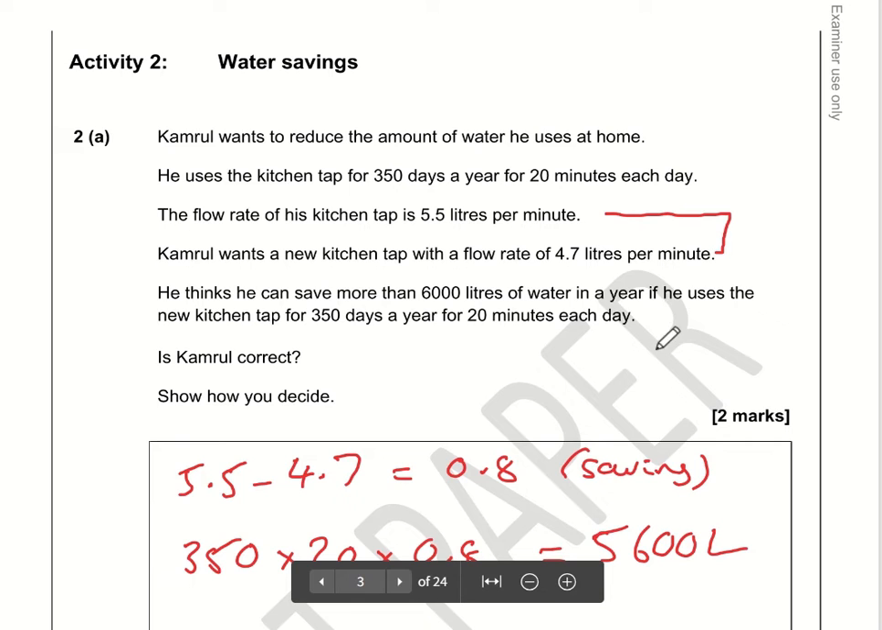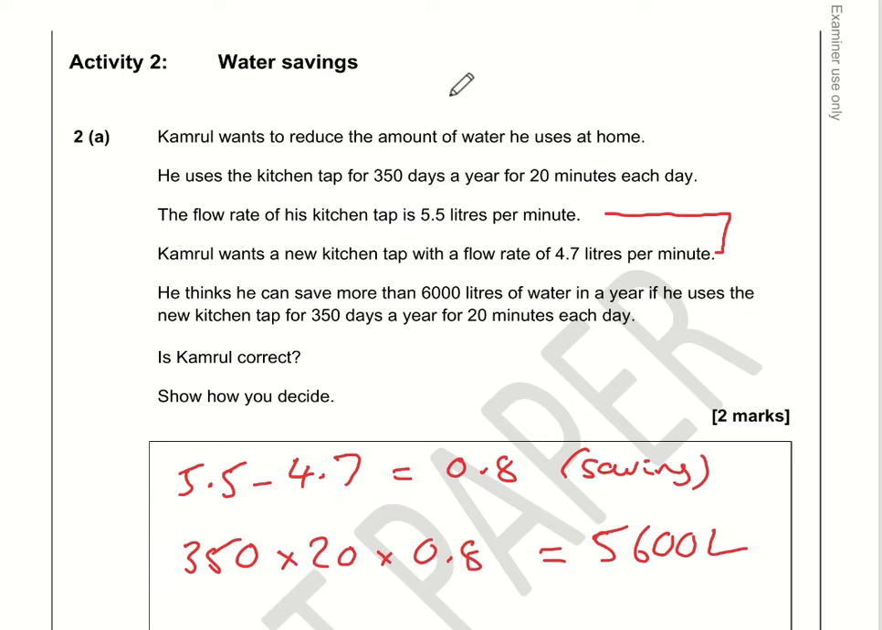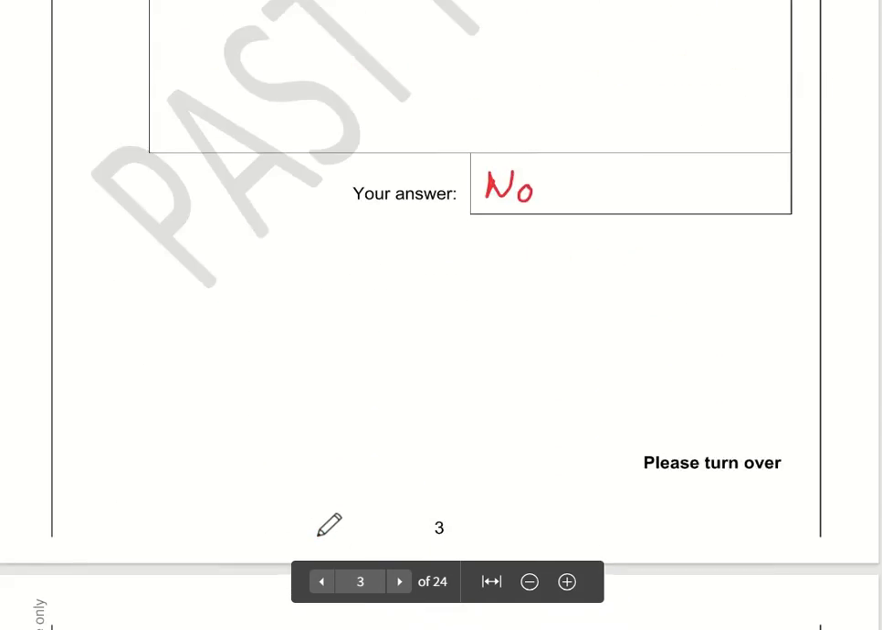An alternative way to do it, which is maybe easier to understand but takes a bit longer, is to work out how many litres he currently uses. So 350 times 20 times 5.5 equals whatever that is, and then work out 350 times 20 times 4.7 and work out the difference. You'll still get the same answer. Here I've just worked out the difference in terms of flow rate and multiplied that by the 350 and by the 20. Hope that makes sense.